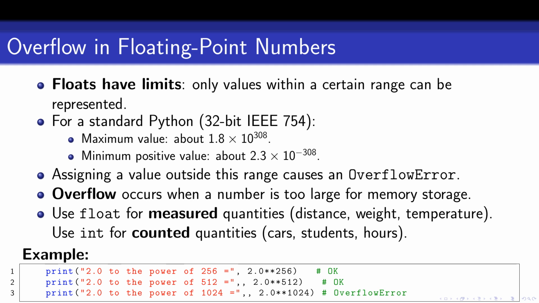To demonstrate, raising 2.0 to the power of 256 or even 512 works fine, but raising it to 1024 causes an overflow. For this reason, floats are best used to represent measured quantities like distances or weights, while integers are better for counted values, such as numbers of people, cars, or days, which don't require decimals.